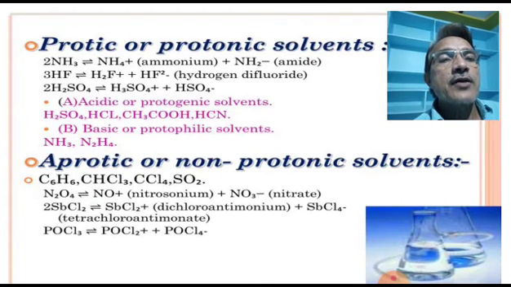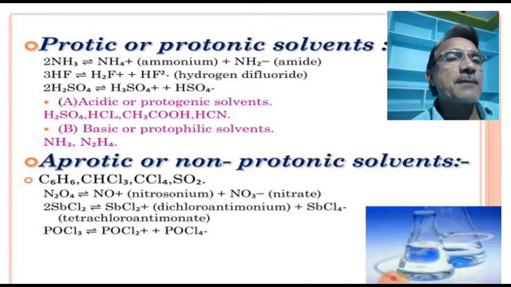POCl3 undergoes autoionization producing POCl2 plus and POCl4 minus. Phosphoryl chloride. Actually, after balancing, 2 POCl3 gives rise to POCl2 plus and POCl4 minus.